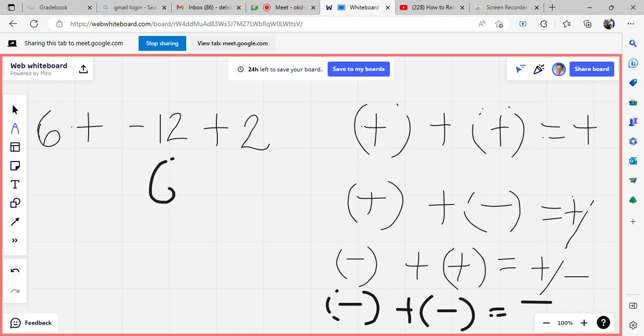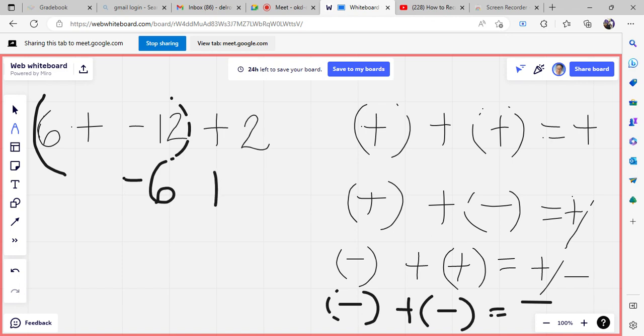So let's write that 6. The question is now, is it what you owe or is it what you have? In this case, it is what you owe because you are only able to pay 6 out of the 12 that you owe. So we should have a negative in front of that 6. So we finished with this part. So we have negative 6 after working out this part.